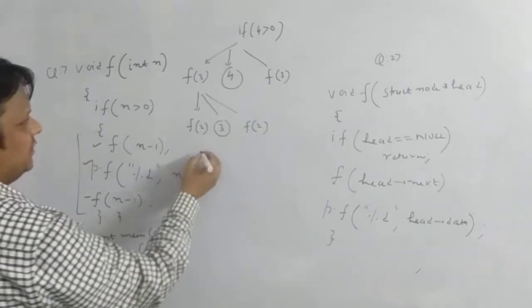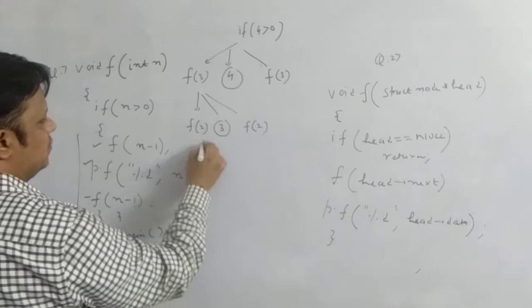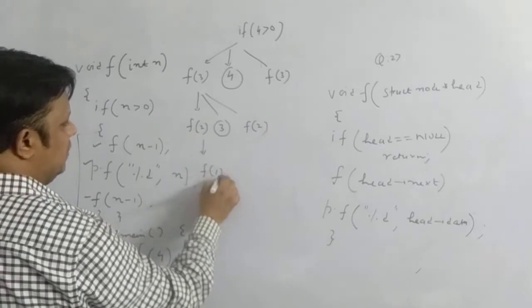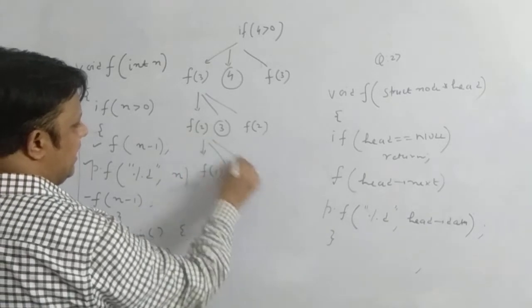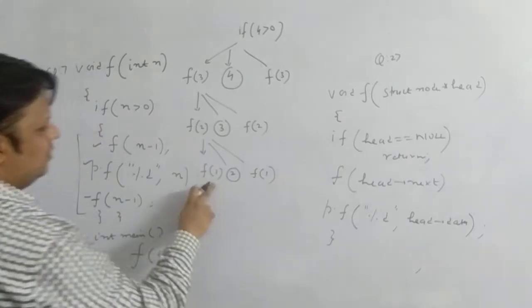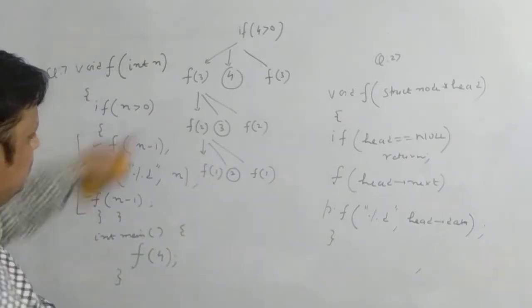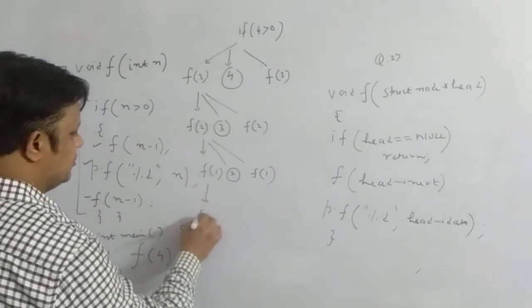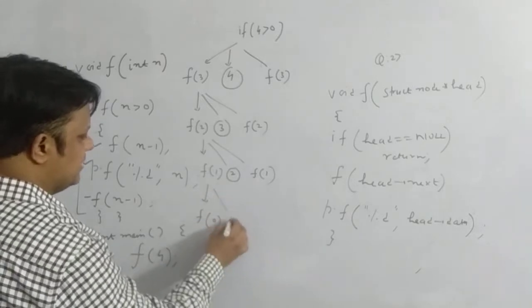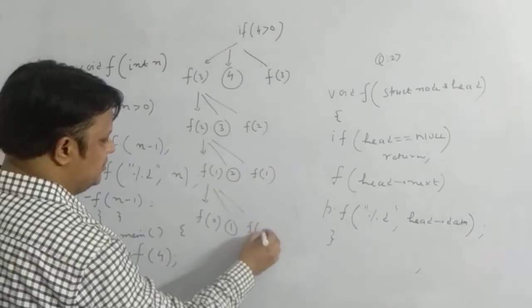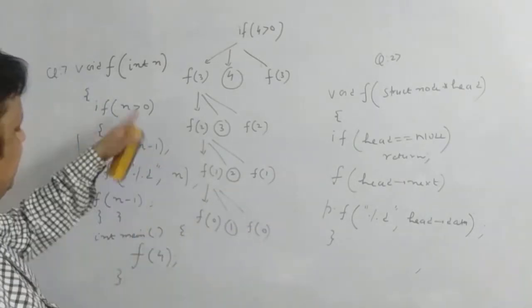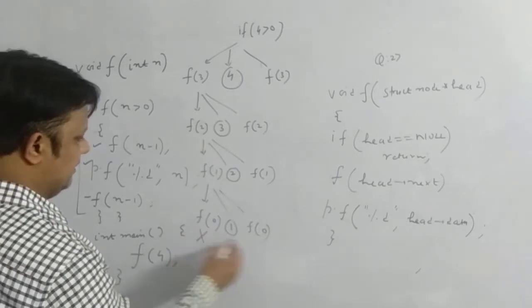Now when you call this function 2, greater than 0, so what is happening? It is function 1, this 2 gets printed, again function 1. Now when you call this function 1, greater than 0, condition true, so this is your function 0, 1 gets printed, and again function 0. So when you call this function 0, greater than 0, condition is false, so nothing will happen.